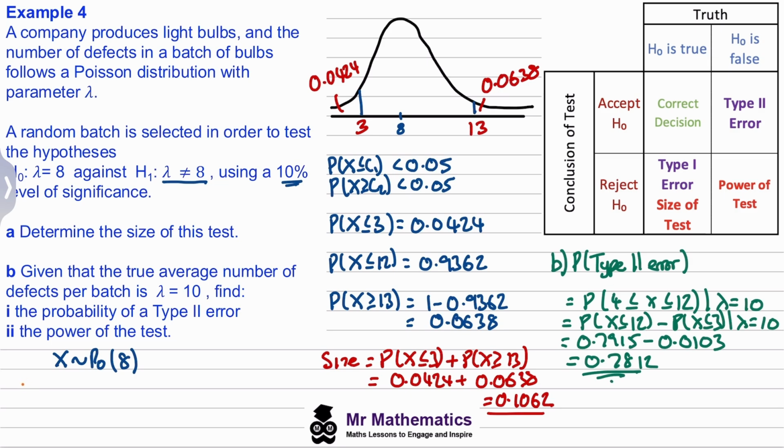And then finally, for the power of a test, this is when we reject H0, given that H0 is false. Well, if this is when we accept H0, when H0 is false, the probability of us rejecting will be 1 minus the 0.7812. We can work this out, and we get 0.2188.